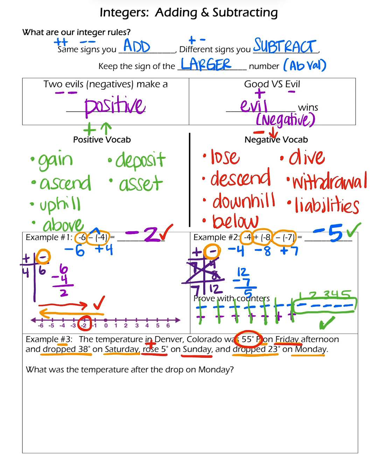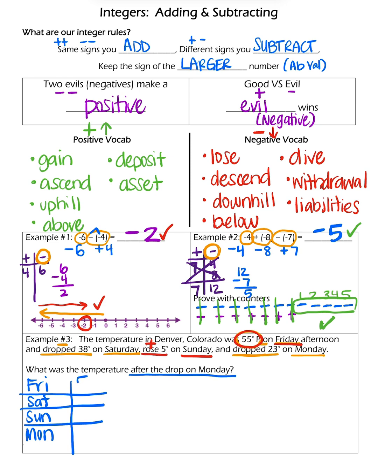And so what I am going to do to stay organized is make myself a little table. So I have Friday, Saturday, Sunday, and then Monday. Okay, so Friday, Saturday, Sunday, and Monday. And the question says, what was the temperature after the drop on Monday? So we need to know what the temperature is going to be after that Monday temperature change. So let's write out our numbers into our little table here.